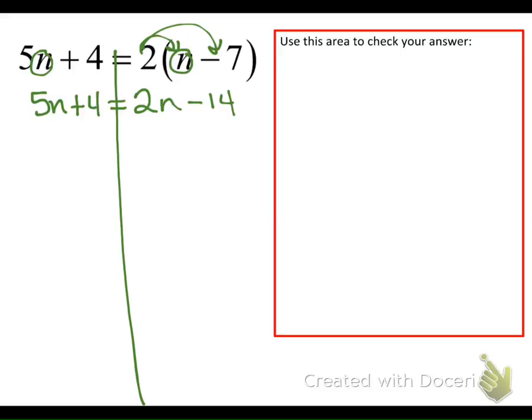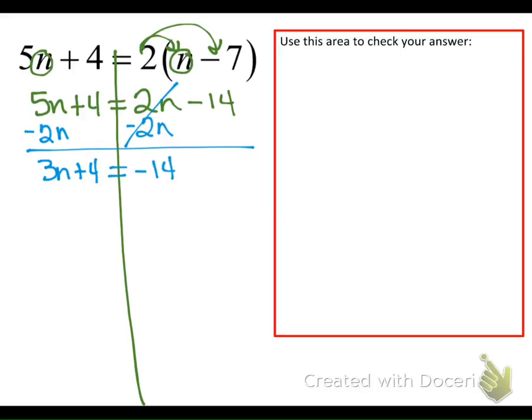Okay. Can I combine like terms on the left? Can I combine like terms on my right? So now what? Pick on the little guy. Get the variables to the same side. What's my little guy? 5n or 2n? So how do I get rid of that guy? So 5n minus 2n. And what else do I bring down? Equals?